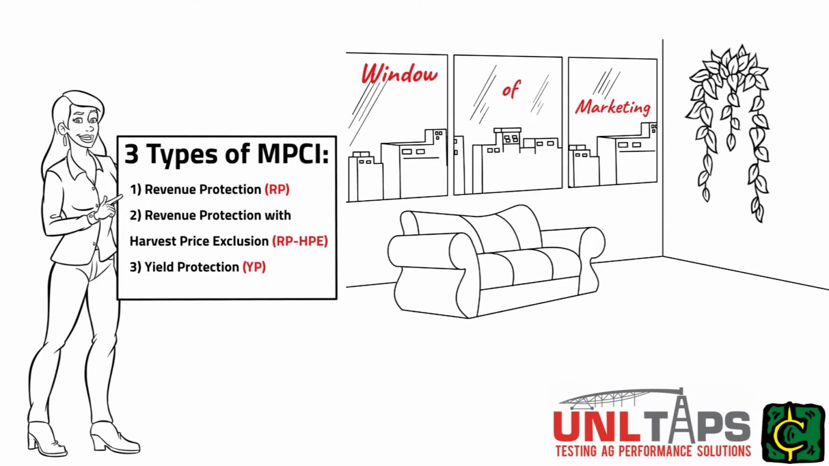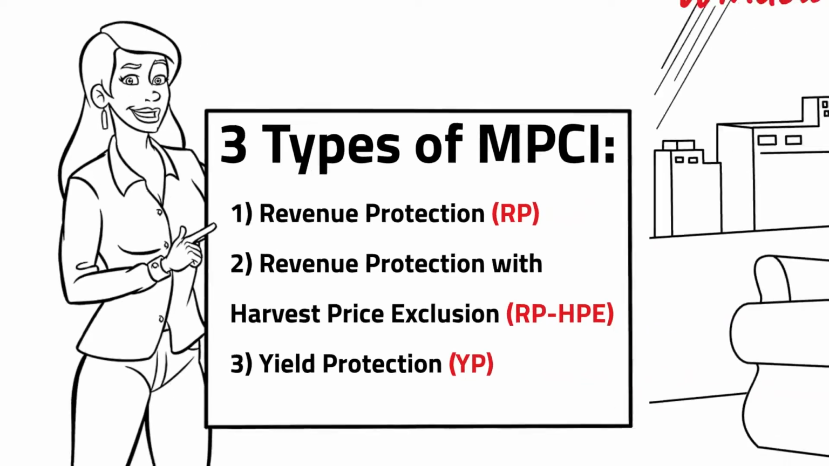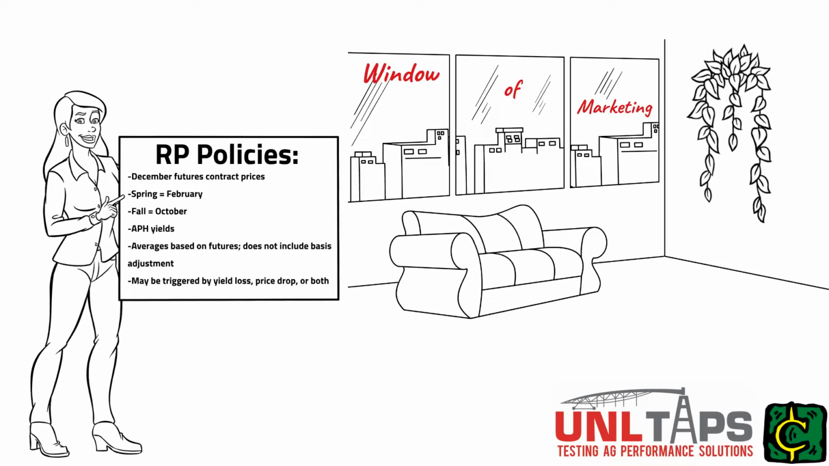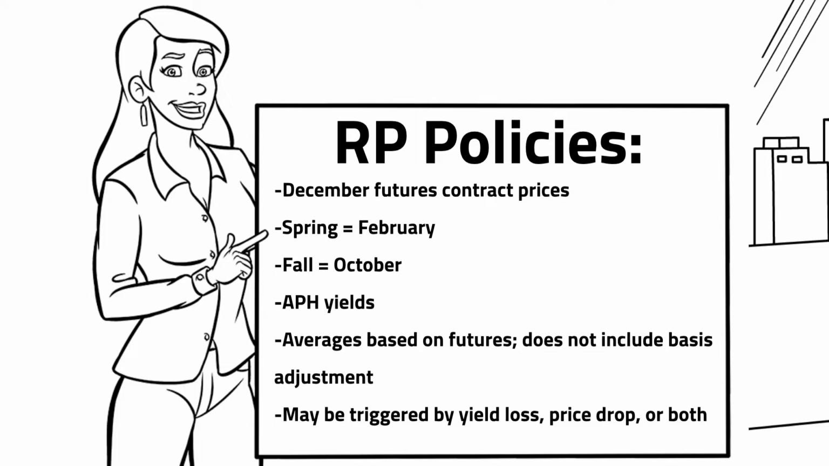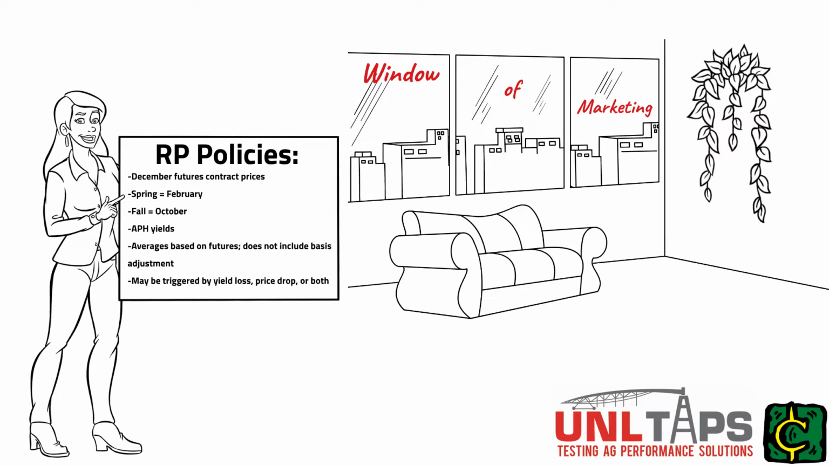There are 3 types of MPCI that will be discussed here: revenue protection, or RP, RP with harvest price exclusion, or RP-HPE, and yield protection, or YP policies. Both RP types of insurance are designed to ensure a specific level of revenue based on the selected coverage rate. RP policies use average December futures contract prices for the spring and February and/or fall, October months and APH yields. Be aware that these averages are based on future contract prices, which do not include an adjustment relative to an operator's local cash market, known as basis.